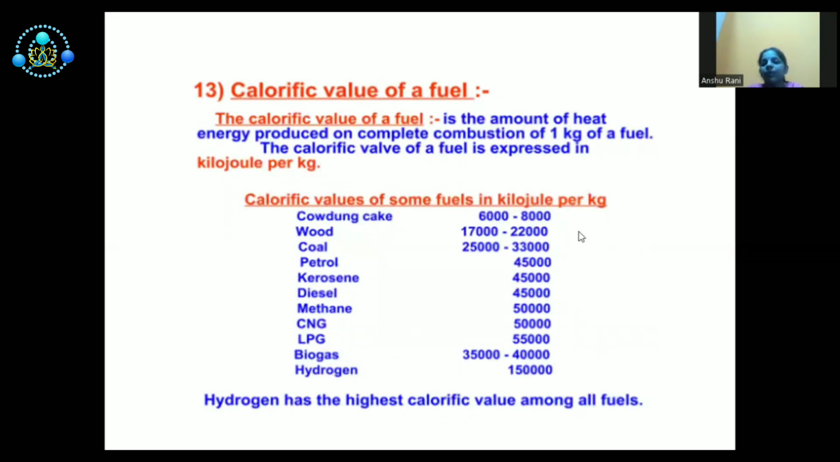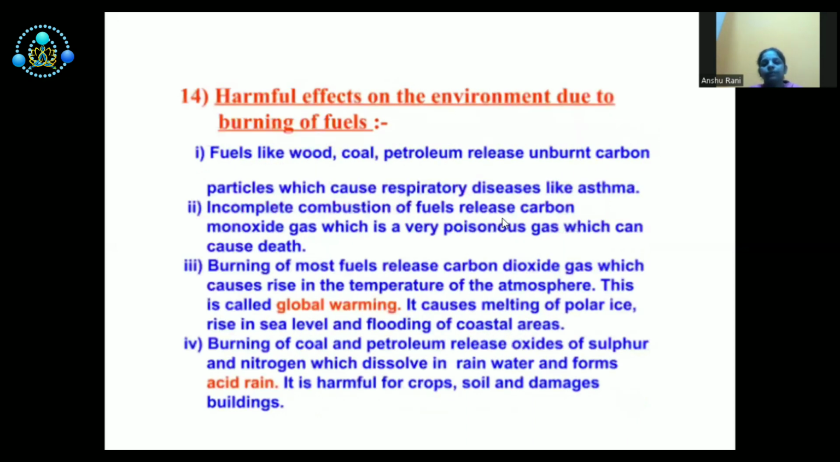Then comes the calorific value. It is the amount of heat energy produced on complete combustion of 1 kg of fuel. Calorific value is written in kilojoules per kilogram, meaning how many kilojoules of energy are produced on burning 1 kg of fuel. Different fuels are having different calorific values and the calorific value of hydrogen is the highest amongst the different values given here. Then burning of different fuels gives you harmful effects.